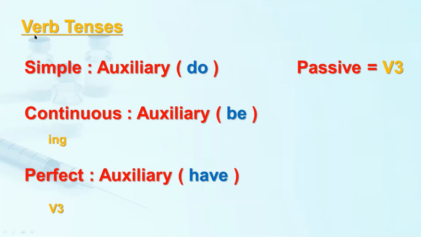Just know that regarding the verb tenses, simple, the auxiliary for simple is do, verb to do, and for continuous tenses, the auxiliary verb to be, and the perfect, the auxiliary for perfect tenses is verb to have. Again, once you hear a simple tense, remember verb to do. While continuous tense, whatever past or present, remember verb to be, and perfect tense, verb to have.